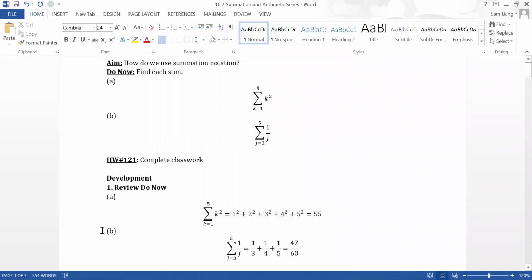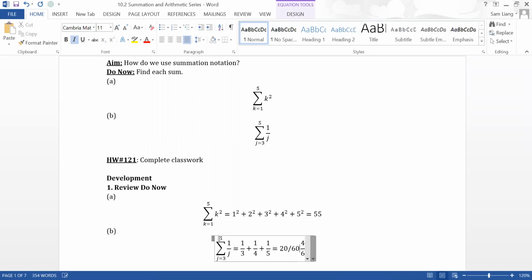Okay. For part B, do the same thing, but here we're going to start at 3. So we're going to 3, 4, 5, plug in into this variable, j. So we get 1 over 3 plus 1 over 4 plus 1 over 5. For this, I didn't show the adjustment for the denominators, but it's going to come out to 47 over 60. So that would be like 20 over 60 plus 15 over 60 plus 12 over 60. But yeah, you're going to get 47 over 60 for part B.